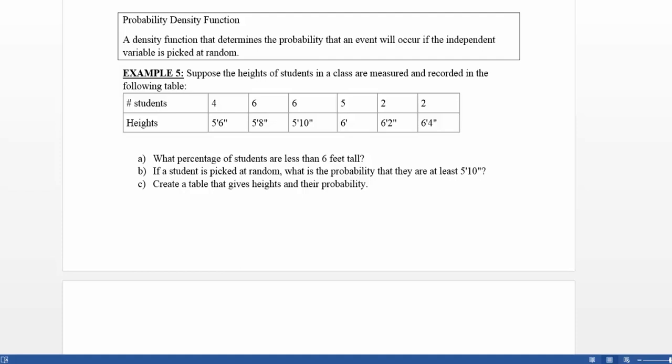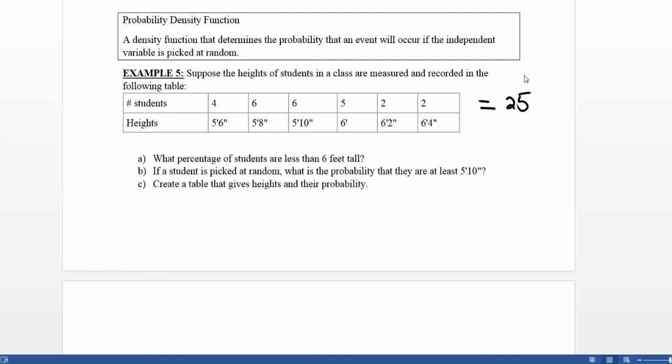So first I want to know what percentage of students are less than 6 feet tall. Now, what we need to know in order to solve this type of problem is how big our population is so that we have a way to represent 100% of the population. So what I'm going to do is add up the total number of students. So 4 plus 6 plus 6 plus 5 plus 2 plus 2. And that's going to give me 25 total students.